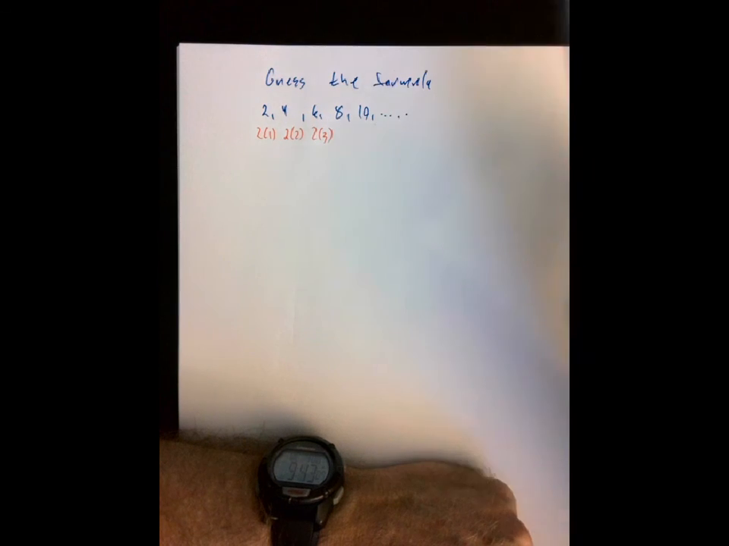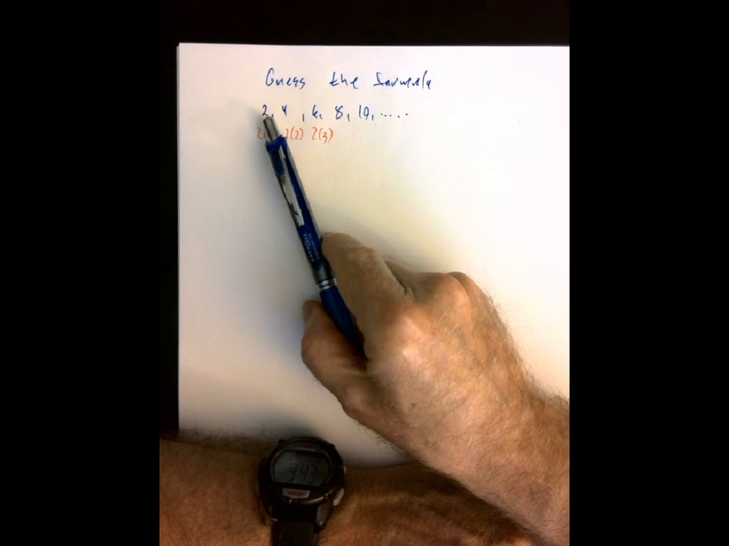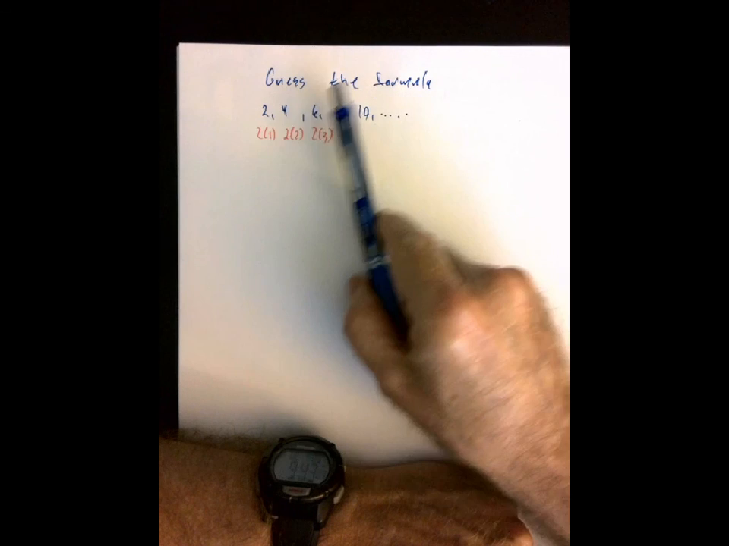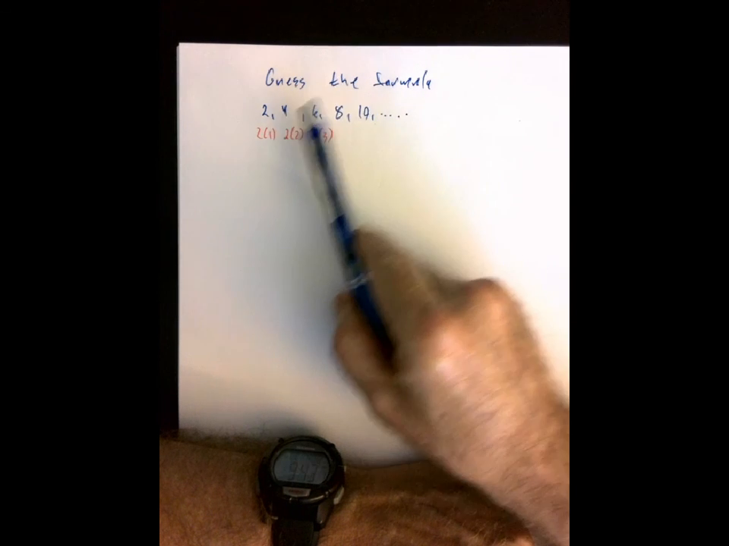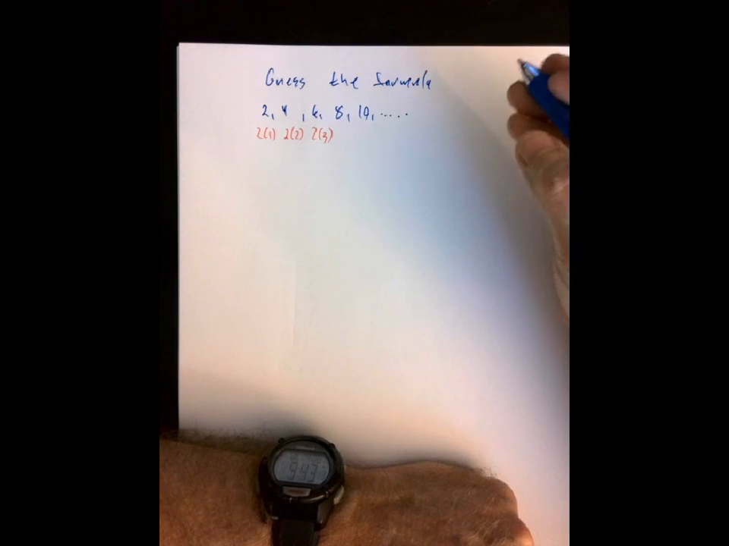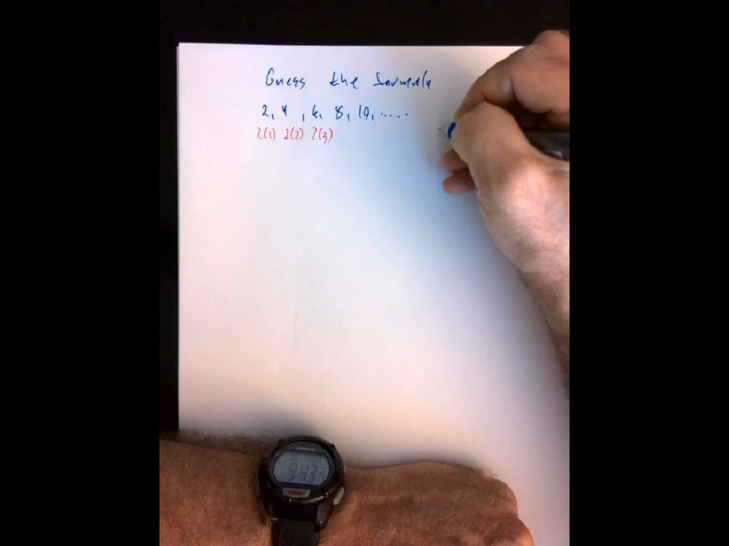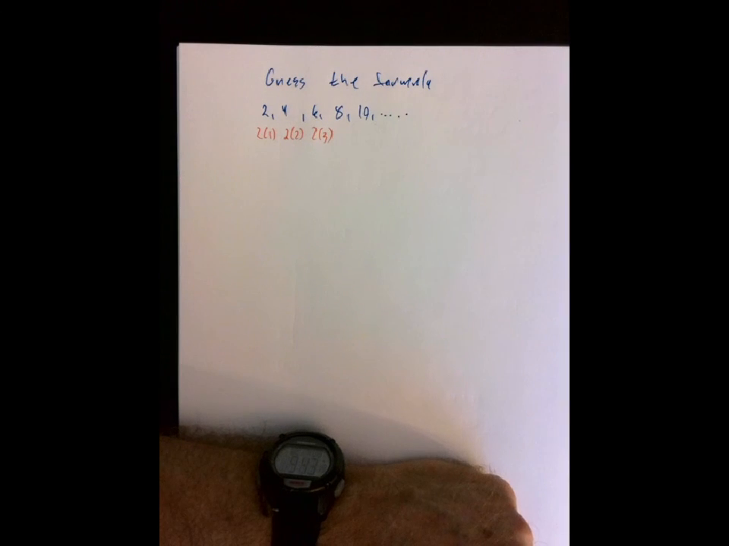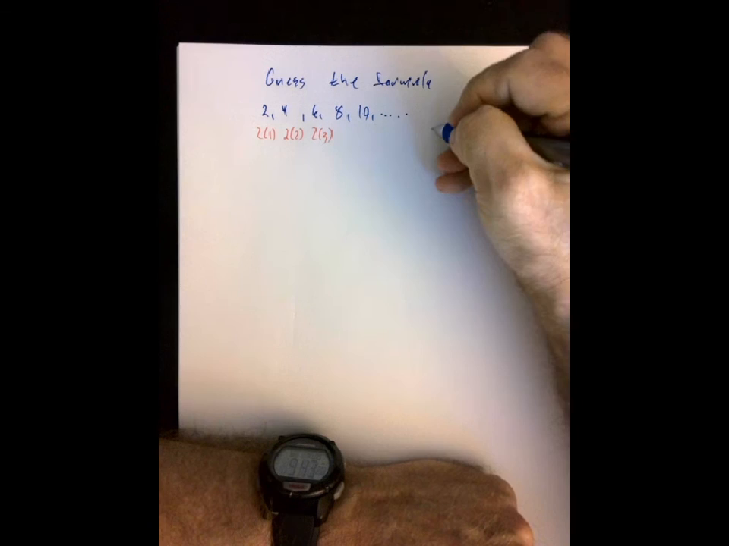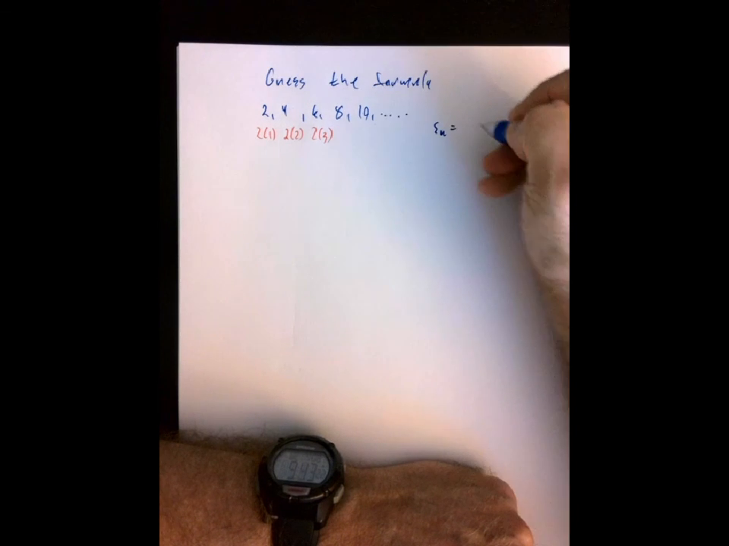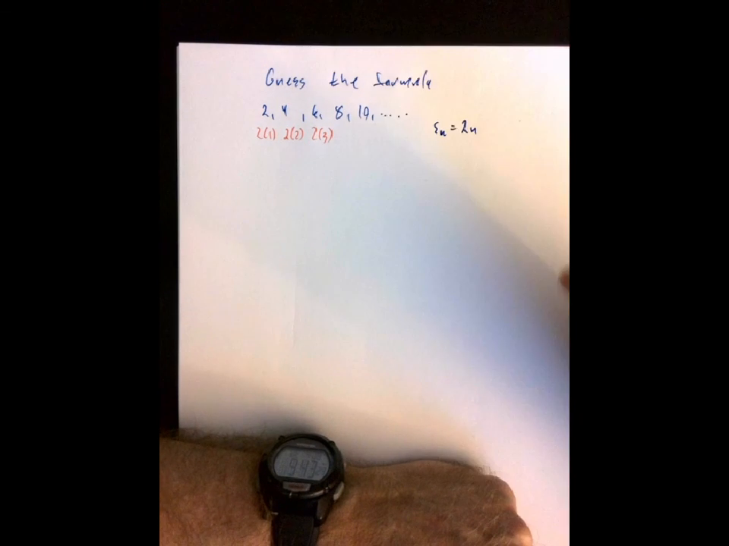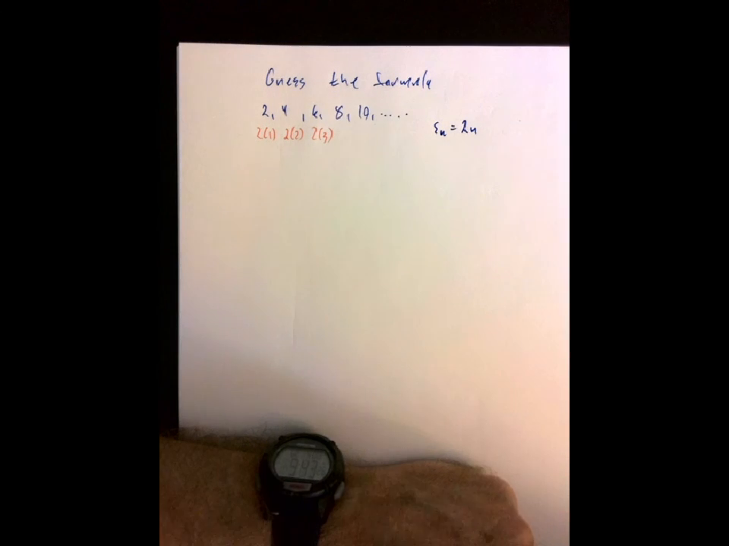So you can see we're starting with n equals 1. And then to generate each term in the sequence, we're multiplying that position number by 2. So we would say for this formula, the sequence formula is 2n.